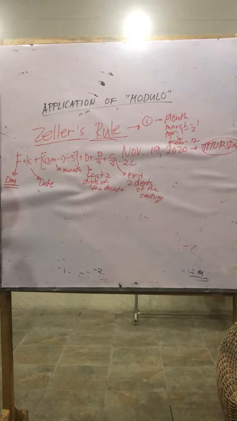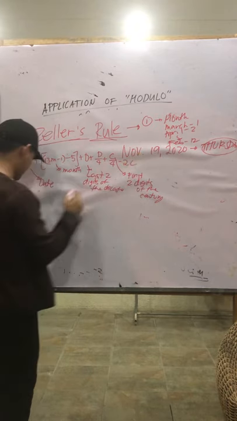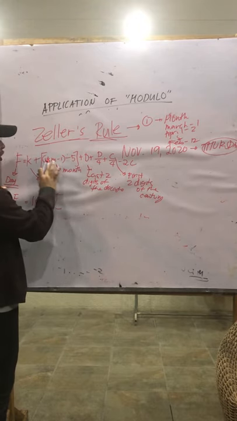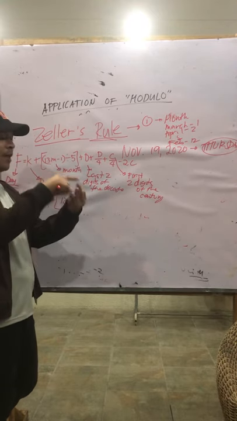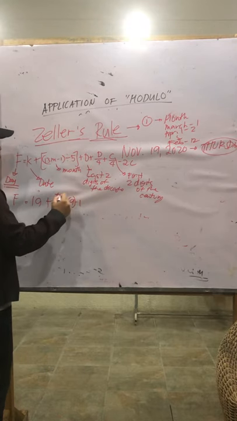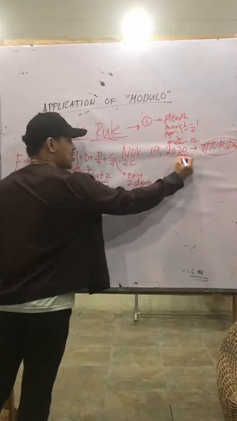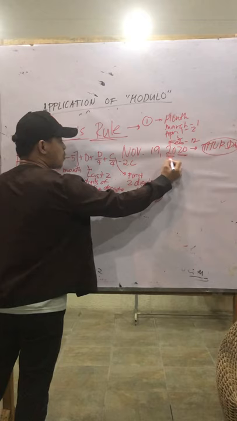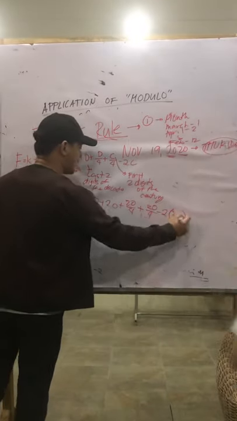Now, let us substitute all the given values. K, for November 19, will be 19. Let us check if the correct answer is Thursday. Plus 13 times the month, November: March, April, May, June, July, August, September, October, November, which is 9, minus 1, divided by 5, plus D, last two digits, 20, plus D divided by 4, plus the first two digits of the century, 20, divided by 4, minus 2 times the century, 20.